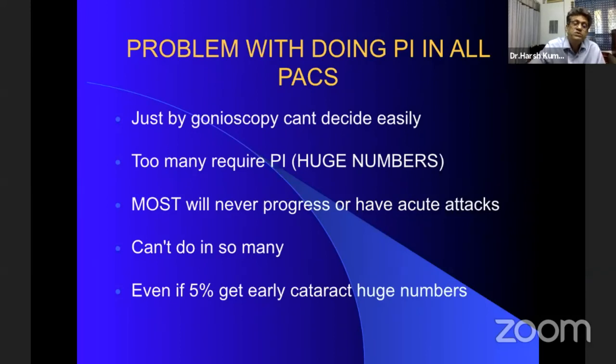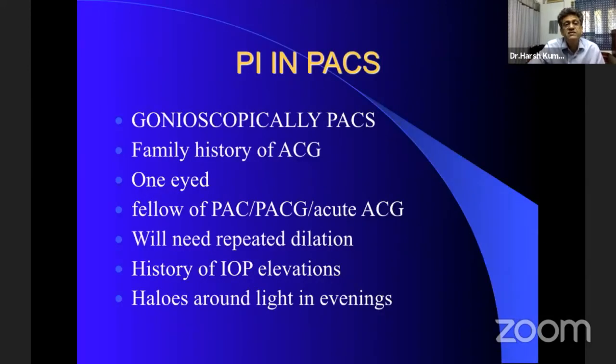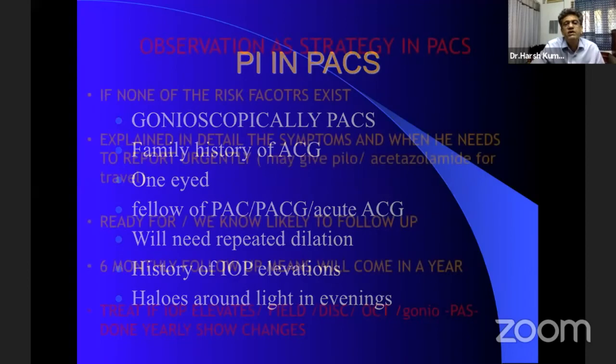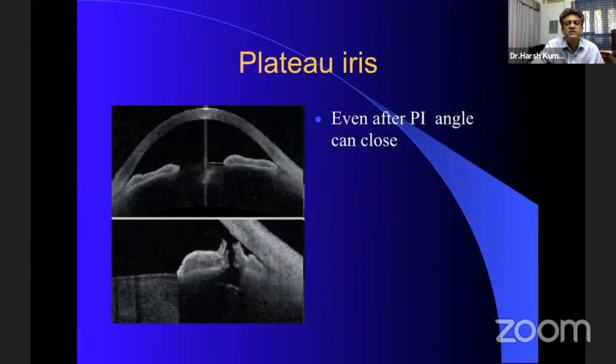So again, observation as a PACS is one of the best strategies, unless you find that there is a family history of angle closure, it's a one-eyed patient, or the other eye has had PAC, PACG, or an acute attack, or will need repeated dilatations. If there is a history of intraocular pressure elevation or halos around light, which is significant, then you should not give up the observation part in these cases.